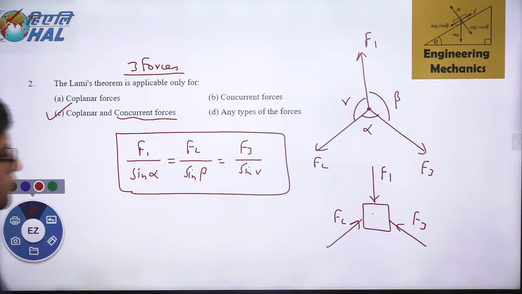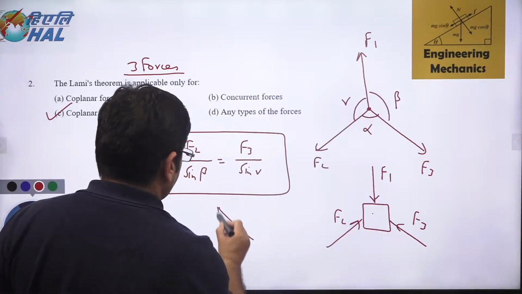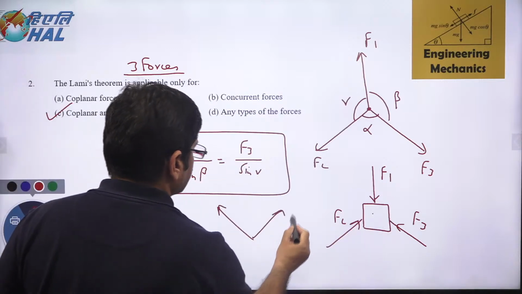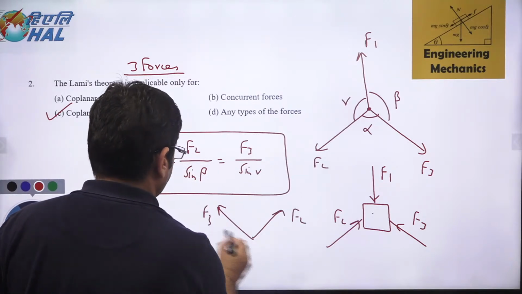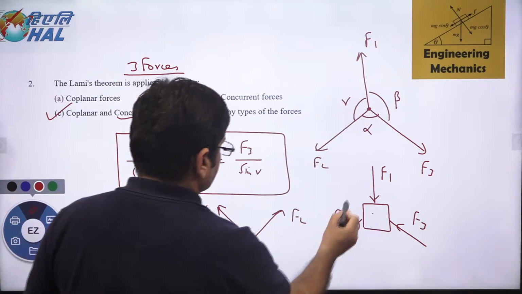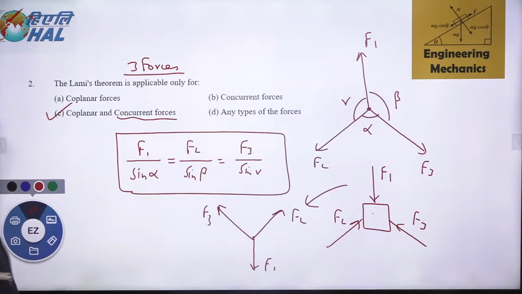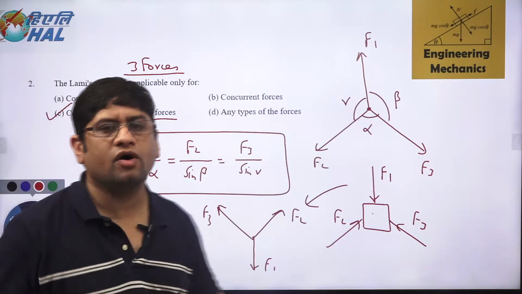And from this diagram, we need to make this: F2, F3, and this is F1. So you need to make this particular diagram, and then you need to solve it. So you need to convert the diagram into another form, and then you need to solve it.